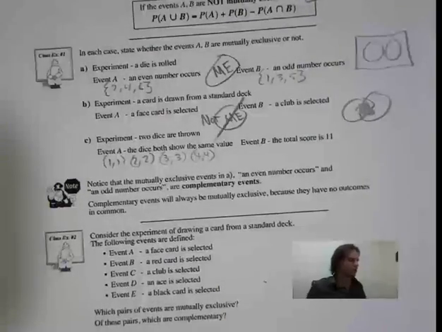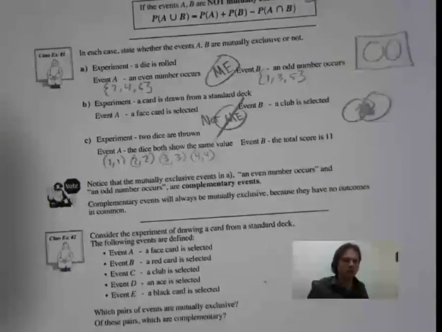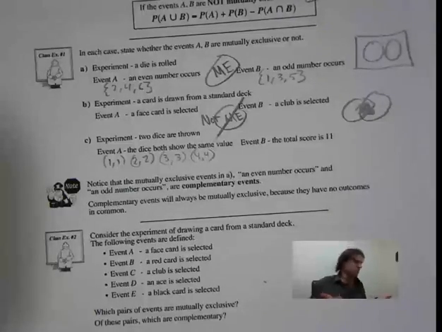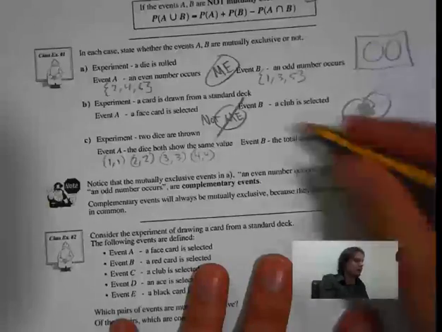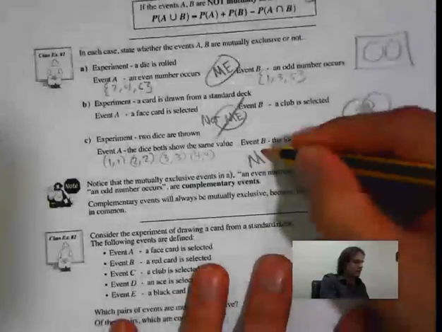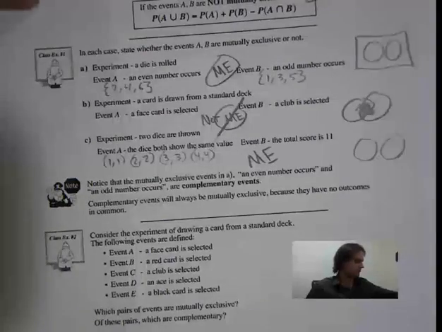Well, if we get 11, is there any pair that can make 11? Well, if it's a pair of the same numbers, it must be even. So there isn't going to be an overlap here. There are none that will overlap. So this is mutually exclusive. Okay? So, there we go.